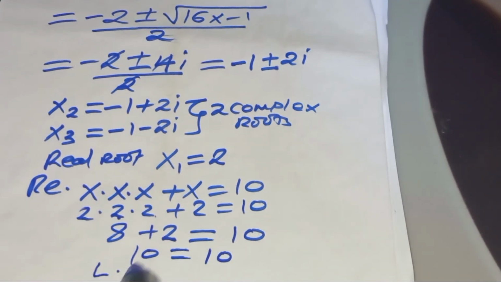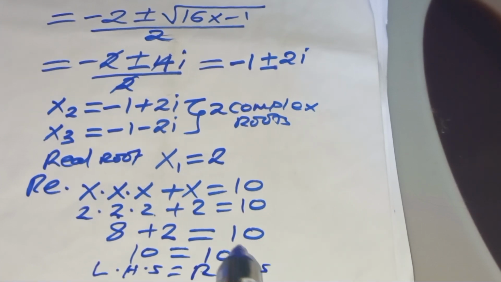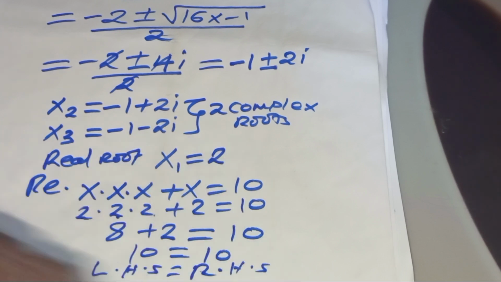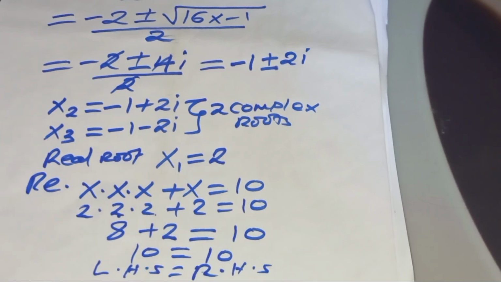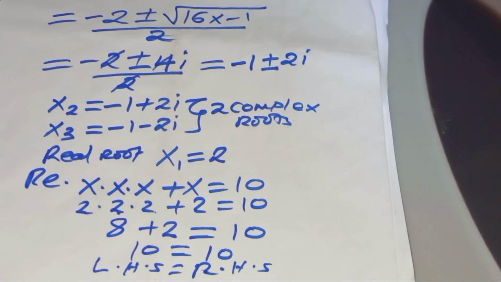So that means the left-hand side is equal to the right-hand side. So in this algebra problem, we have 3 solutions. That is x1 is equal to 2, which is a real root, and 2 complex roots.